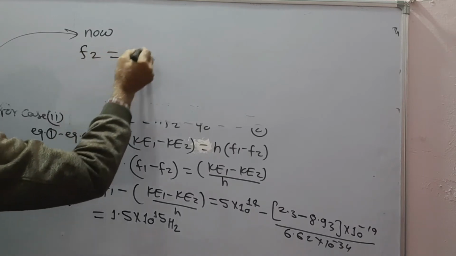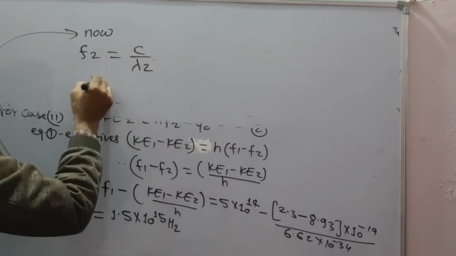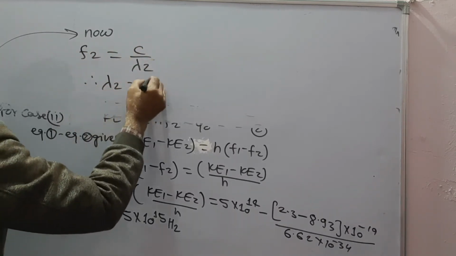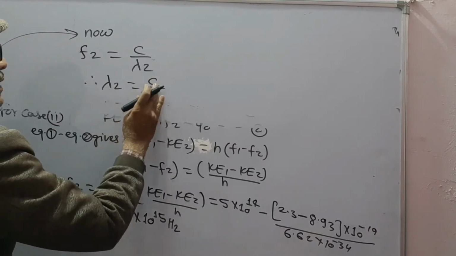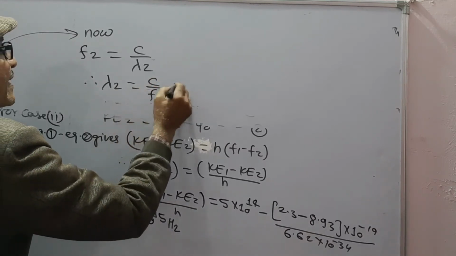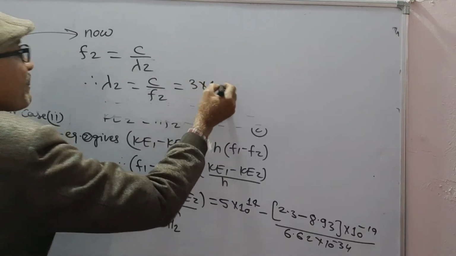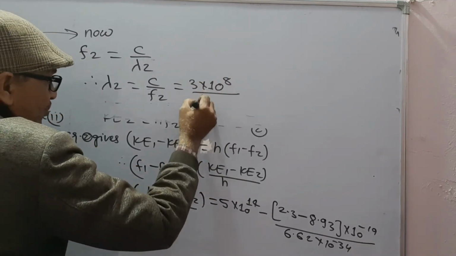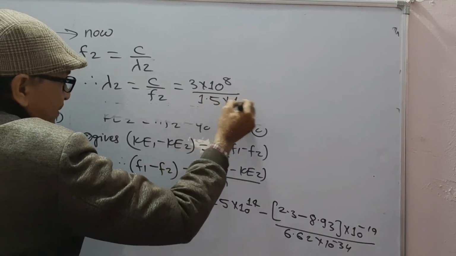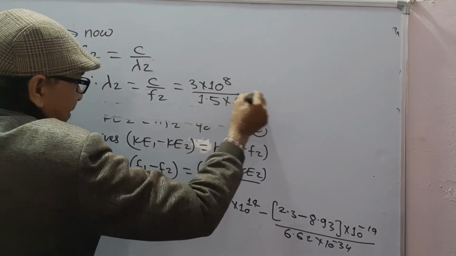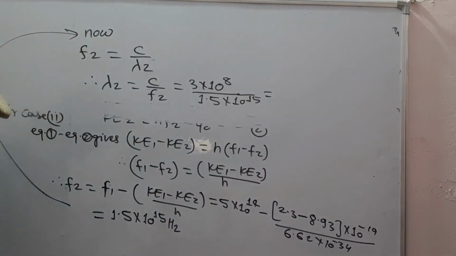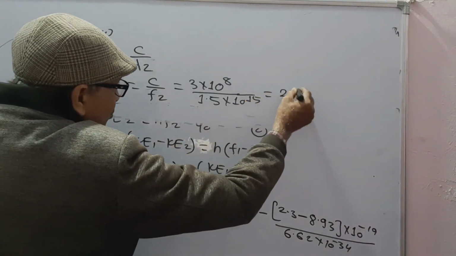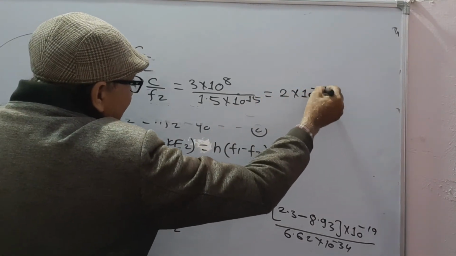F2 will be equal to c upon lambda 2. Therefore, lambda 2 will be equal to c upon F2. c is 3 into 10 to power 8, and F2 is calculated to be 1.5 into 10 to power 15, which gives the wavelength required as 2 into 10 to power minus 7 meter.